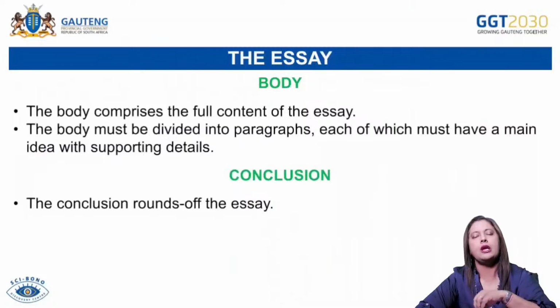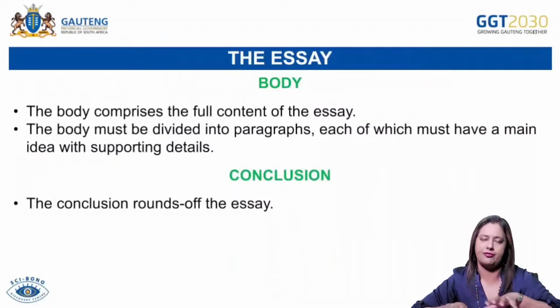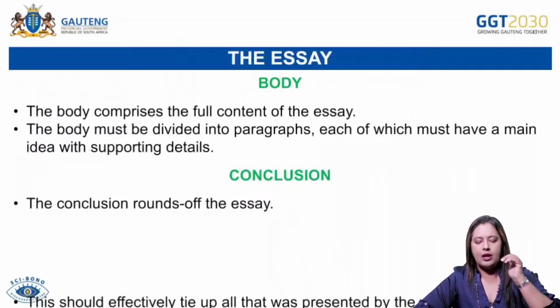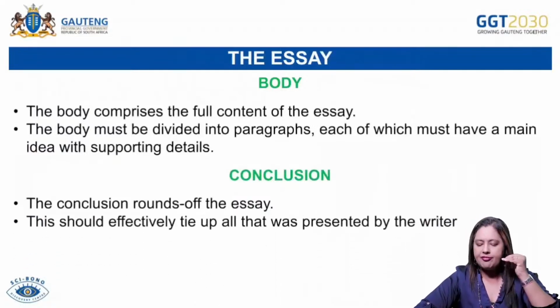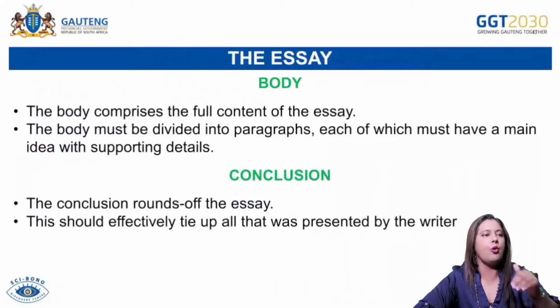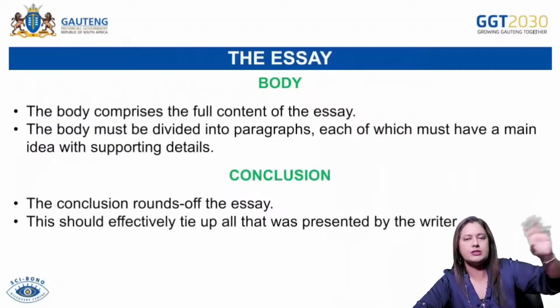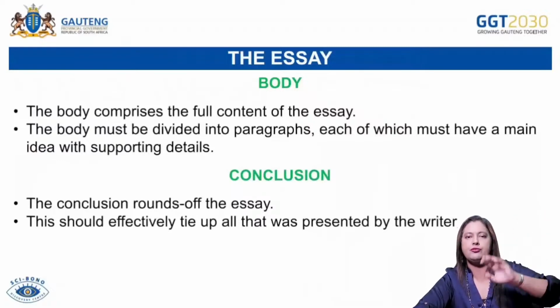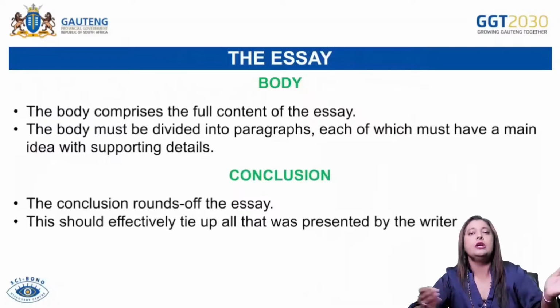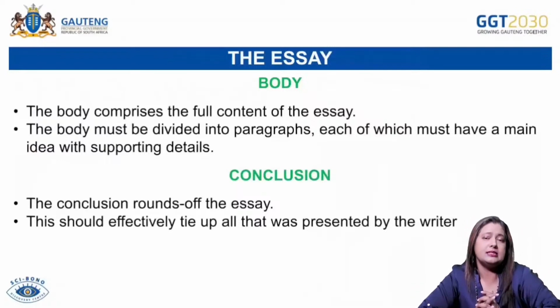That paragraph is where you are rounding off the entire essay. Now, when you're doing that, remember, effectively, you want to tie up all of the loose ends. In other words, all those ideas you put in paragraphs 2, 3, 4, and 5, we're now saying to you, tie it up and basically summarize it in your conclusion.